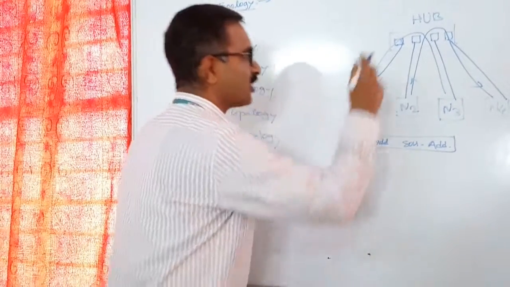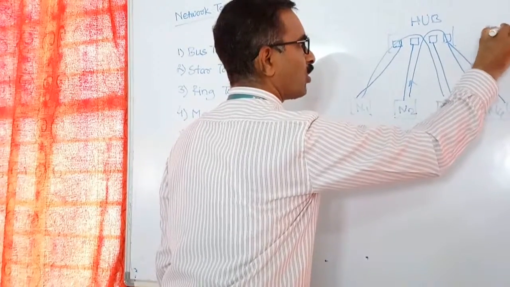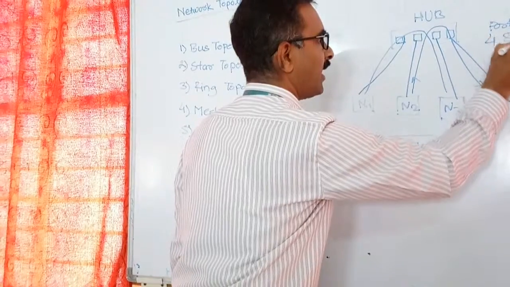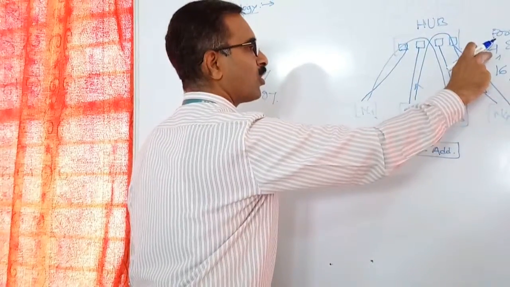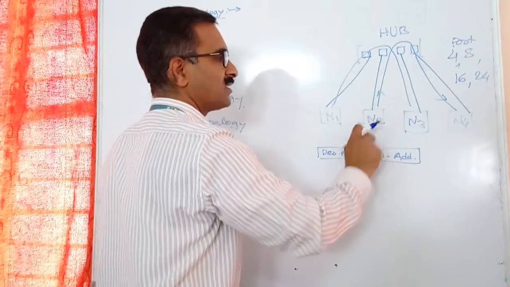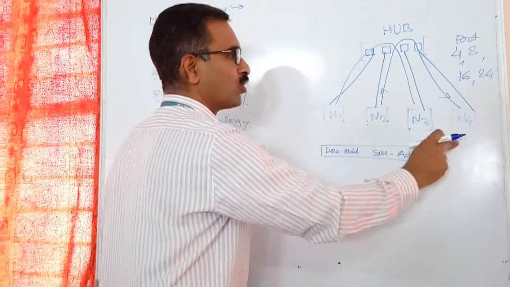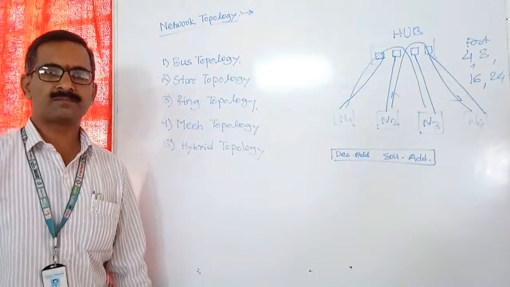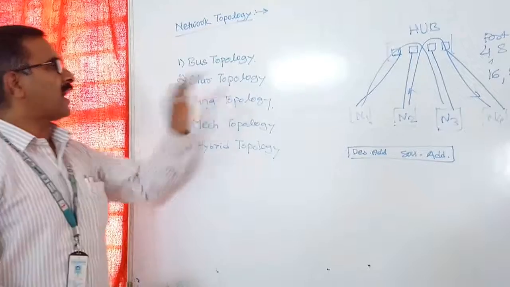So this is the star topology. Suppose the hub has a number of ports starting from 4, or 8, or 16, or 24. Then for 4 ports we can connect 4 devices, for 8 ports we can connect 8 devices, and for 16 we can connect 16 nodes. Likewise the networking can be done. So this is the star topology.